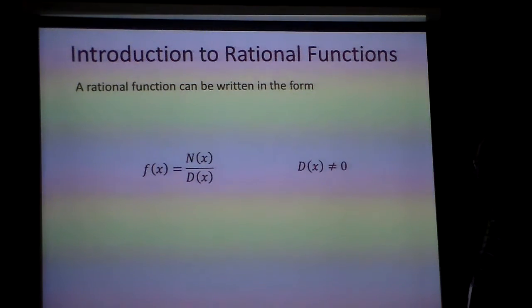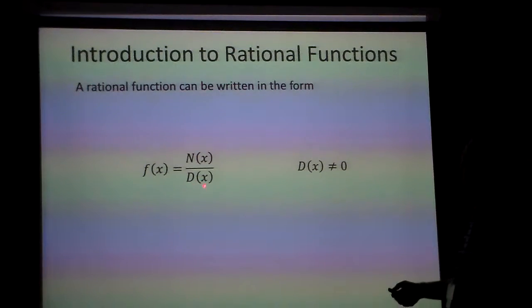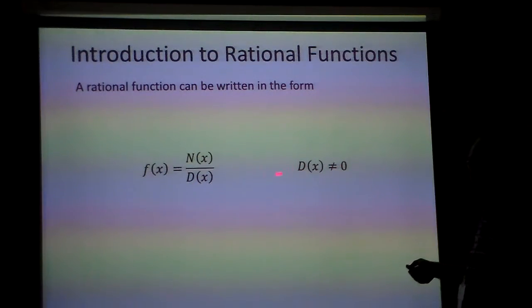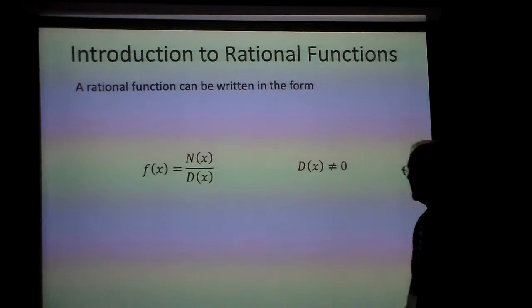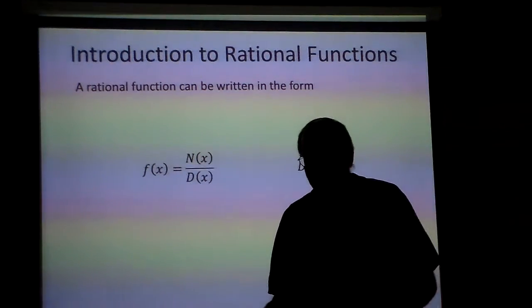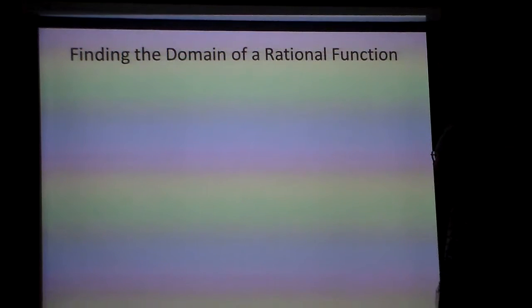So let's kind of look at it. Oh, legal disclaimer. Got to have a lawyer. Remember, the denominator cannot equal what? Ever. 0. What happens when the denominator equals 0? Well, it doesn't work. So, let's go. Finding the domain of a rational function.